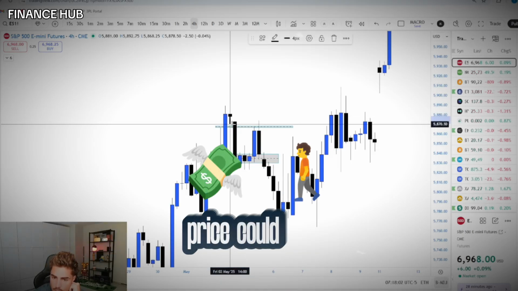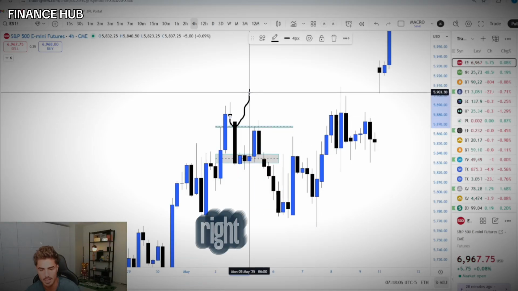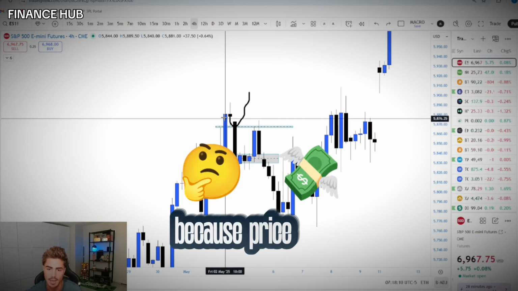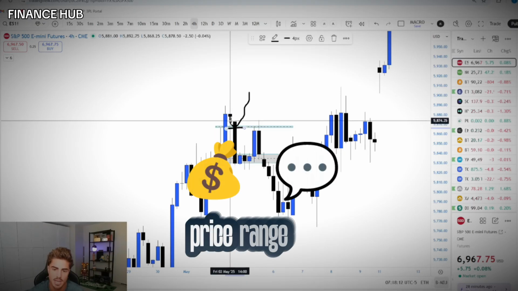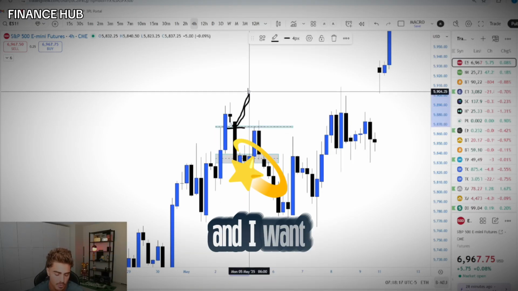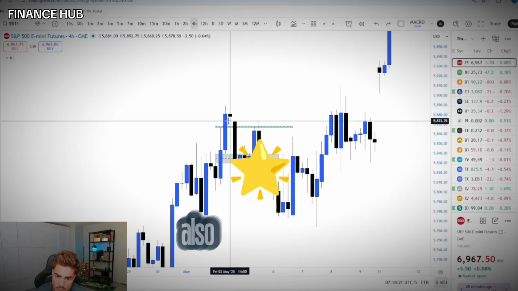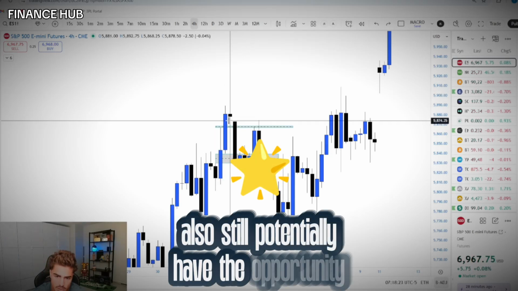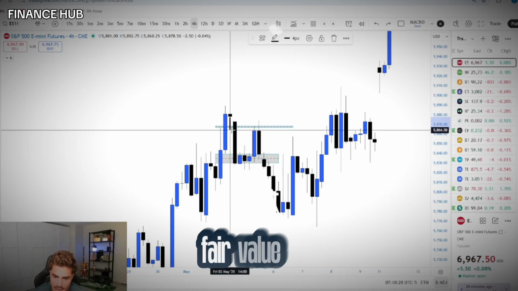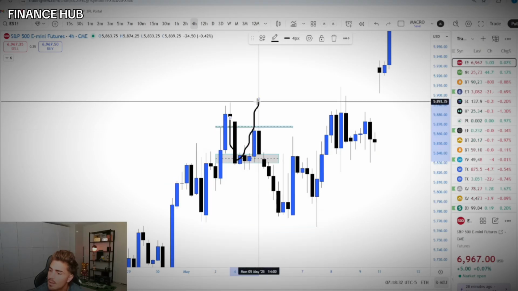Well, if you think back to me explaining fair value gaps in this concept, price could come into this imbalanced price range and push higher, right? And then from there, we no longer need this imbalanced price range. Why? Because price came down to this imbalanced price range, said, yep, that's enough, that's all I needed to do to balance out price, and I want to move higher. But what does price also still potentially have the opportunity to do? It can still close underneath this fair value gap, come down, fill this one, and push price higher.